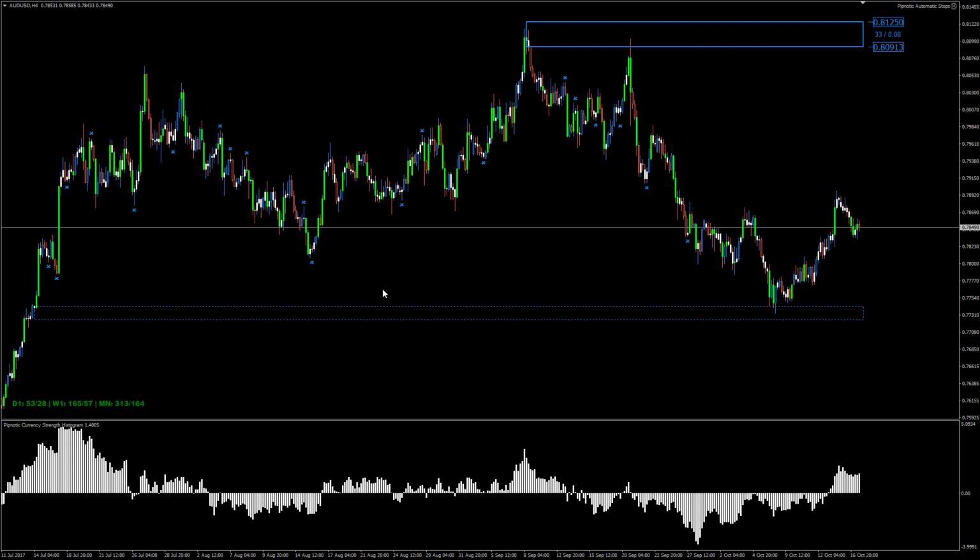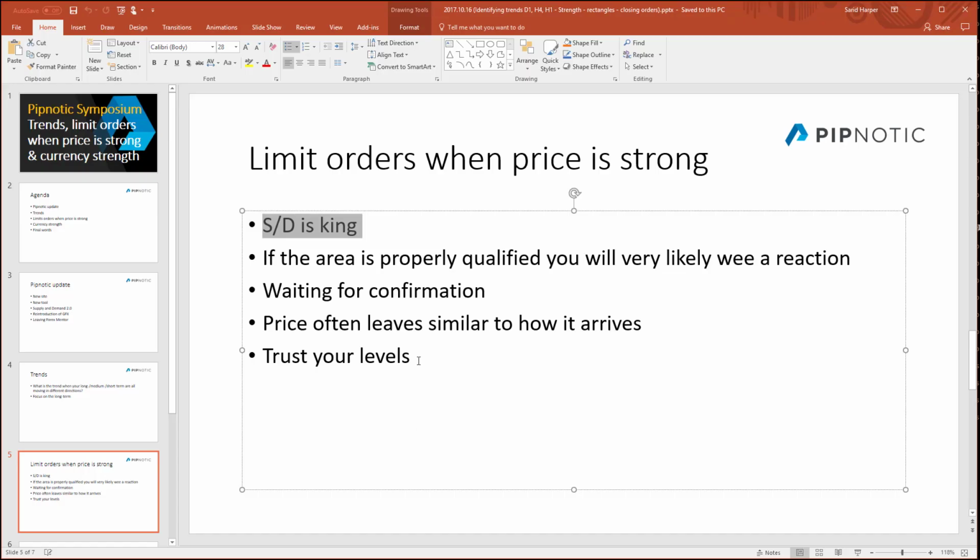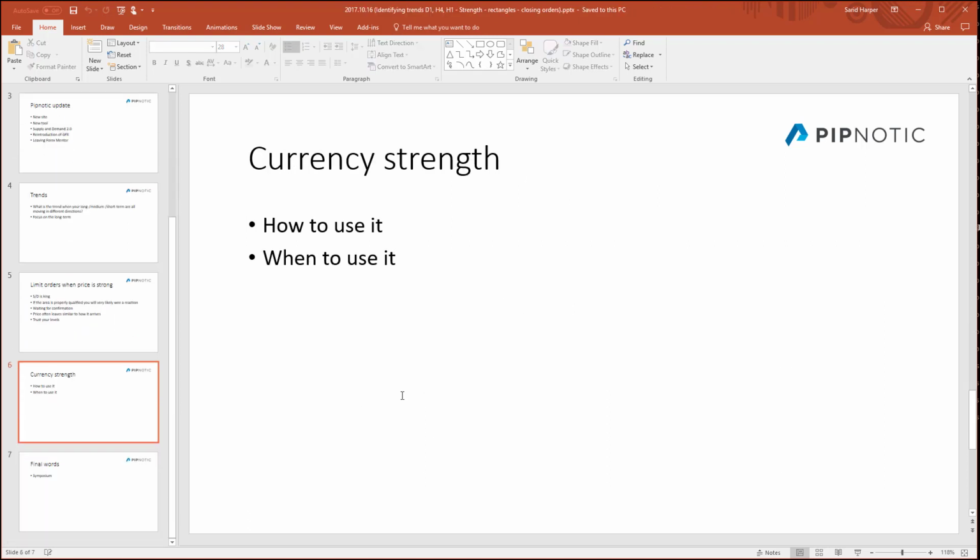But try both. Try with the dashboard, watch price react to these areas, and then also try just putting on limit orders and see what happens. And again, very important, trust the levels. I mean, the whole trading model is based on supply and demand, so you have to trust these levels are going to work. If you can't trust them, then you can't trade the supply and demand trading model. So just make sure that they are there.